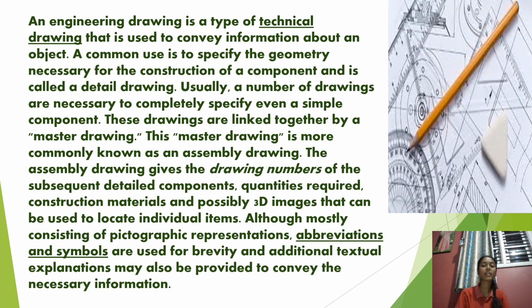The assembly drawing gives the drawing numbers of the subsequent detailed components, quantities required, construction materials, and possibly 3D images that can be used to locate individual items. Although mostly consisting of pictographic representations, abbreviations and symbols are used for brevity, and additional textual explanations may also be provided to convey the necessary information.